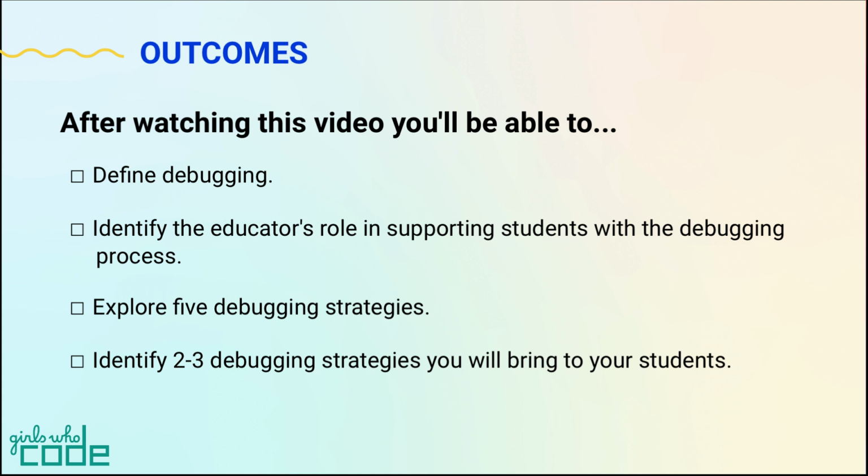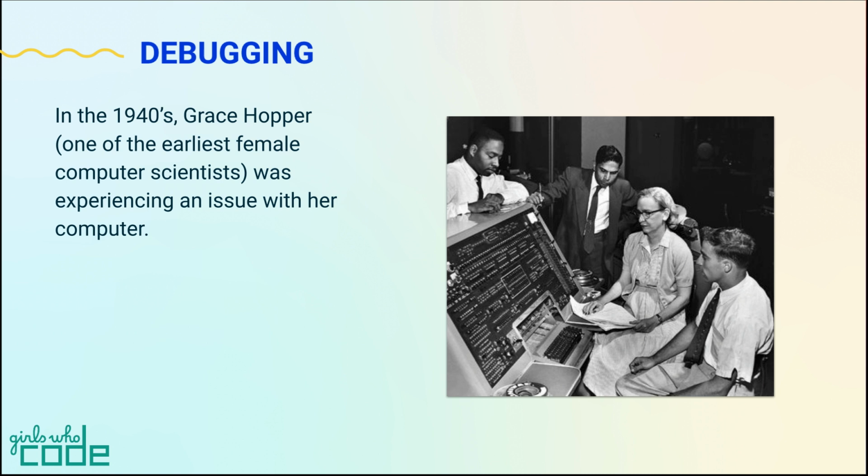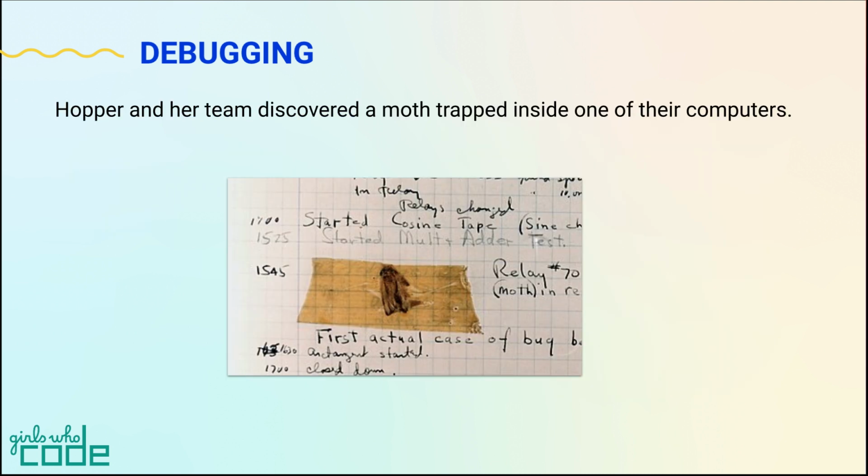Let's dive in. Back in the 1940s, Grace Hopper, who was one of the earliest female computer scientists, was experiencing an issue with her computer. Her and her team discovered a moth trapped inside of it. This bug was causing the computer to malfunction. When the team removed the bug, it fixed the computer. This is where the term debugging comes from.